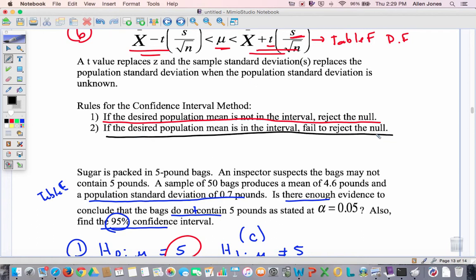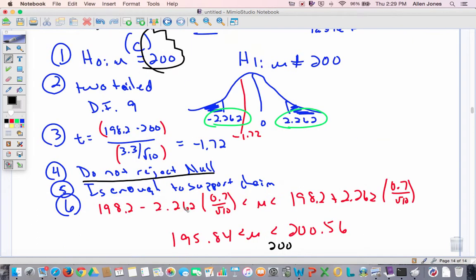I'm going to go back a page. If the desired population mean is in the interval, do not reject the null, which is what we did here. So I mentioned step number 6 serves as a check-off procedure to make sure our 5 steps were correct and we didn't make a mistake in the calculation or critical value stage of that. And there is the end of Chapter 8.